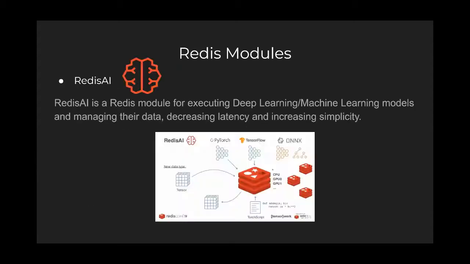Redis AI is another module for executing deep learning or machine learning models and managing their data, decreasing latency, and increasing simplicity. It minimizes latency by retrieving the reference data directly from the database's shared memory. So as you can see here, Redis AI can implement different sorts of machine learning models such as PyTorch, TensorFlow, or ONNX.